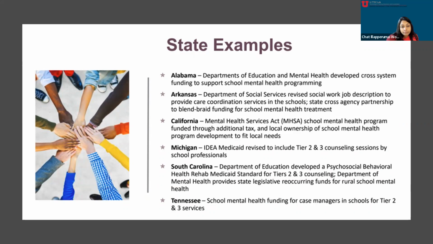So Alabama, for example, their Department of Education and Mental Health developed a cross-system funding to support school mental health work. And then in Arkansas, you have the Department of Social Services, who revised social work job descriptions to provide care coordination in schools. So it doesn't have to be direct work. It can again be something that we work to foster, like the mental health professionals in the schools.